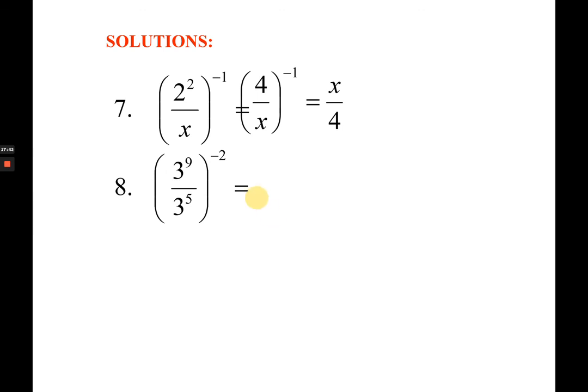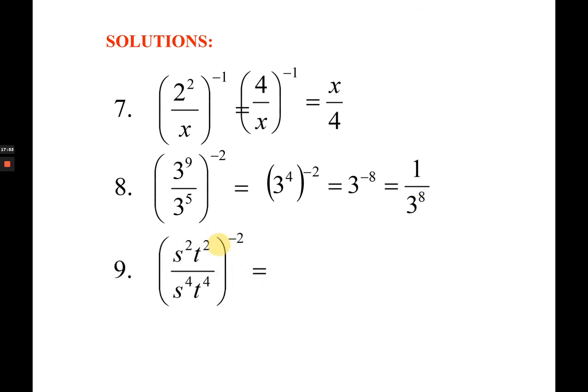This time, you are going to subtract. 9 minus 5 is 4. And negative 2 times 4 is negative 8, and then it goes down. Next, you are going to simplify first. There's s squared and then t squared. 2 minus 4 is negative 2.